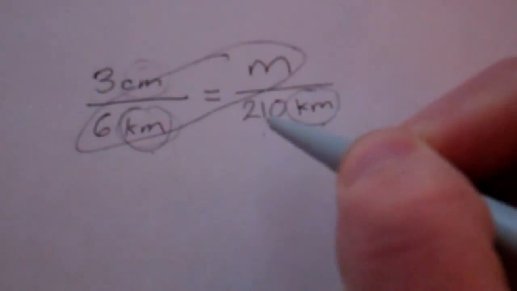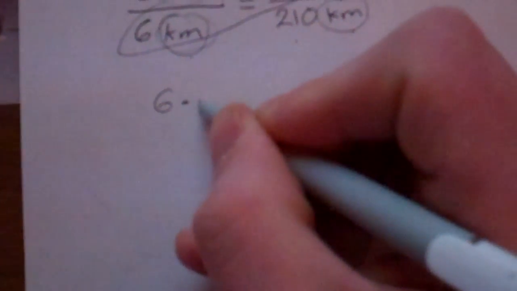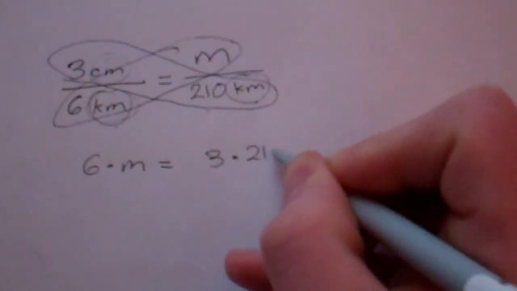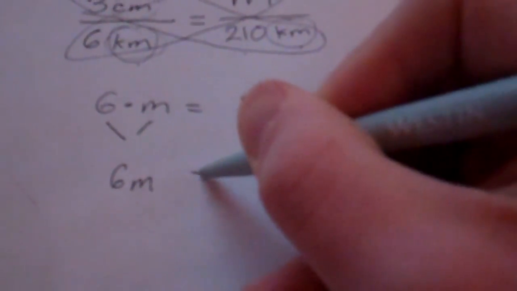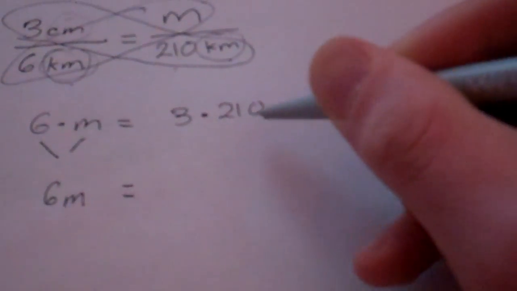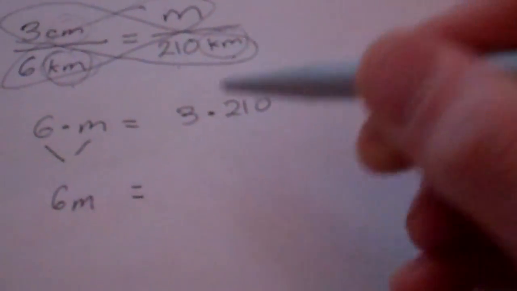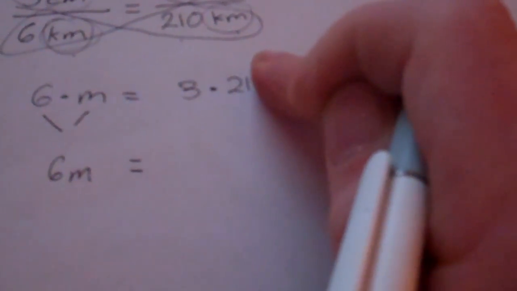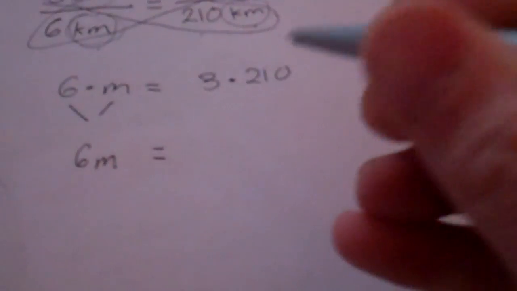Now I cross multiply. I get 6 times m, and that's equal to 3 times 210. I can simplify this down. Well, let me sit down for a second. I can simplify this. 6 times m is just 6m. Nothing crazy there. And that's equal to 3 times 210. I could work this whole problem out, or I could say, well, 3 times 21 is 63, so 3 times 210 is 630.